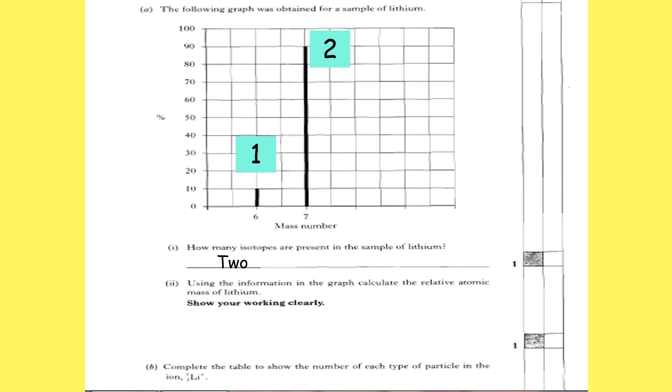Now the next question is a bit more difficult because you have to use the information from the graph, put it in the equation and then solve it. For the isotope with a mass of 6, we have a percentage of 10. For the isotope with a mass of 7, we have a percentage of 90. So when we put that in an equation, it is 6 times 10 divided by 100 plus 7 times 90 divided by 100. And when that works out, you end up with 6.9.